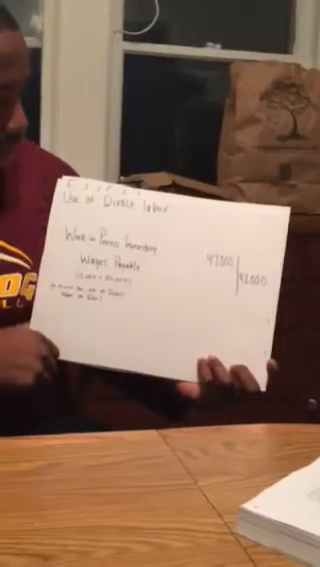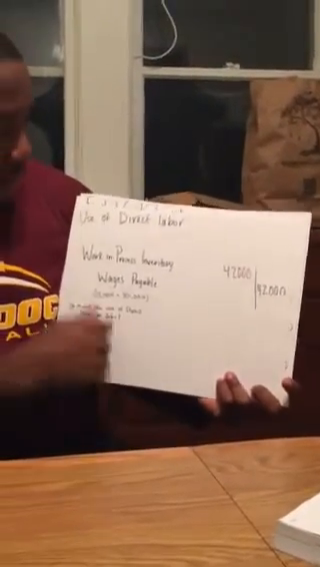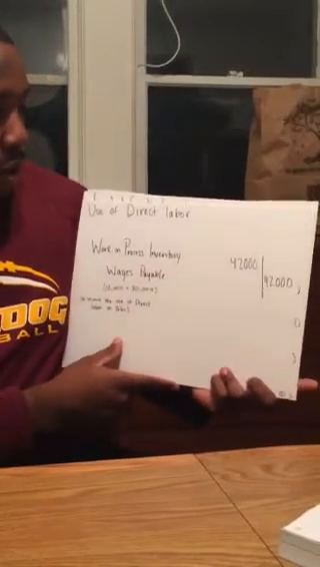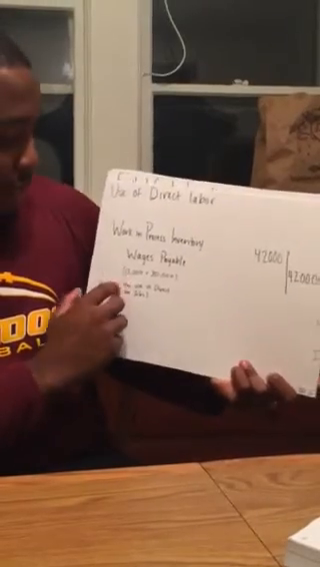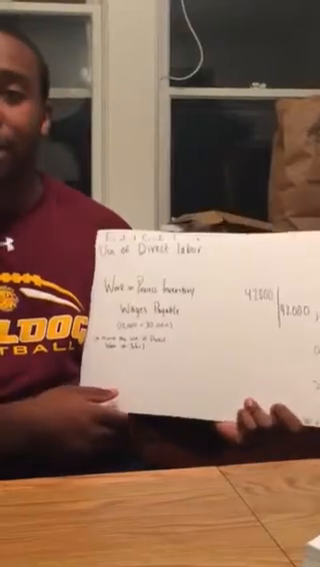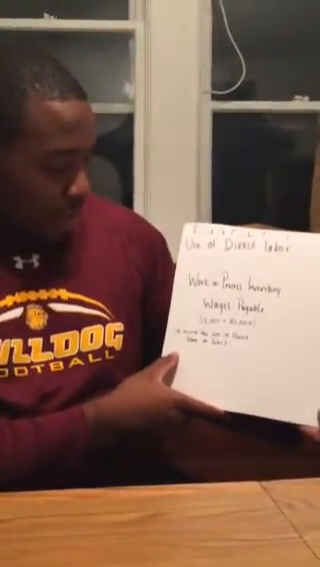The next entry is the use of direct labor. We would start by saying work in process inventory, and under would be wages payable. And so you would take the direct labor of 12,000 and 30,000 for each of the different items that your company was working on. And this is to record the use of direct labor on jobs.